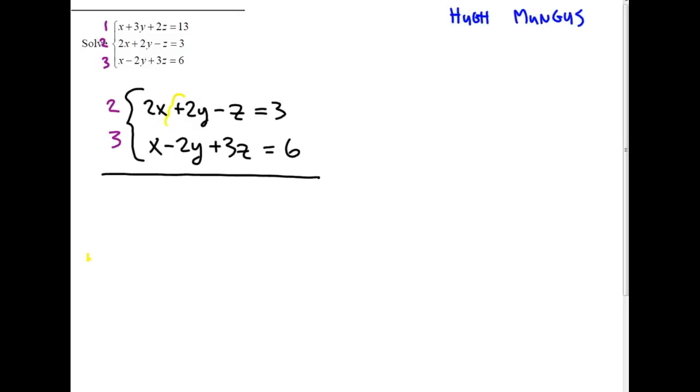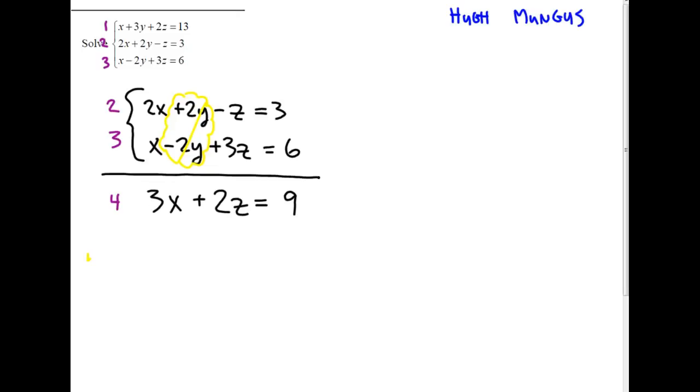So these y's are going to cancel out. They're going to cancel out without even having to multiply by anything. So add those together now and we'd have 3x plus 2z equals 9. Well, now we have equation number 4. That's fantastic. Now, we need to do that same exact thing with 2 different equations.